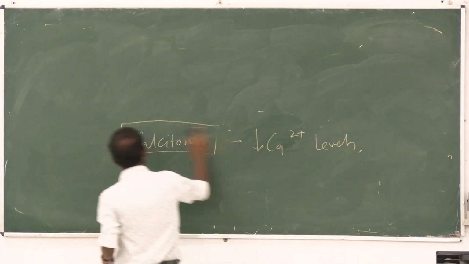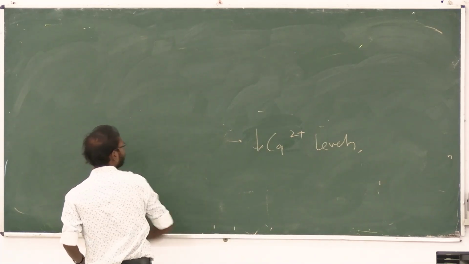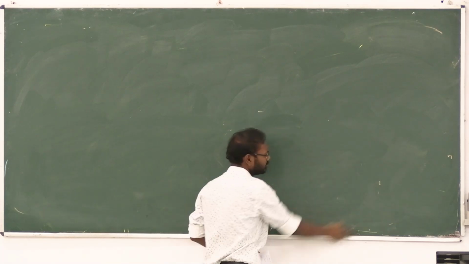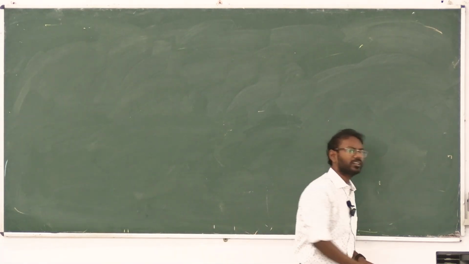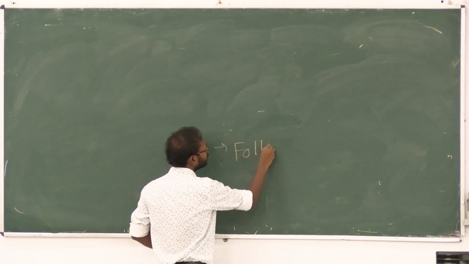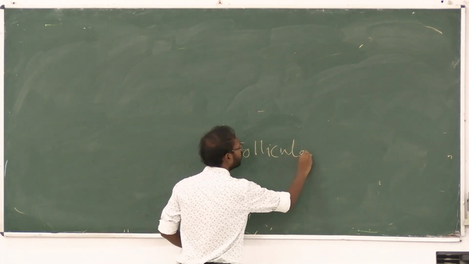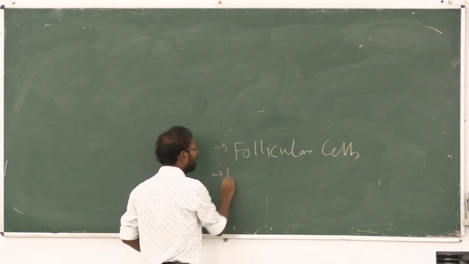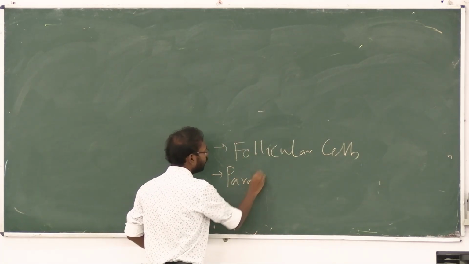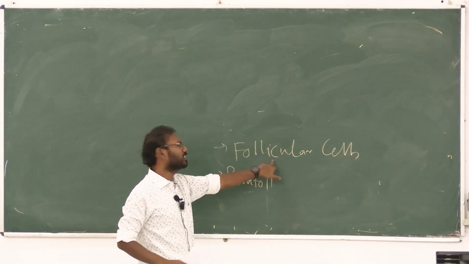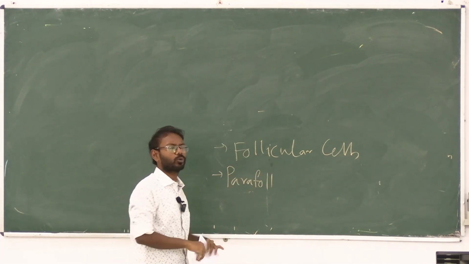Okay, so calcitonin. Synthesis of calcitonin is from, if you remember, the thyroid gland. Okay, I talked about there were two cells. One was follicular cells and another was parafollicular. What are the follicular cells responsible for?